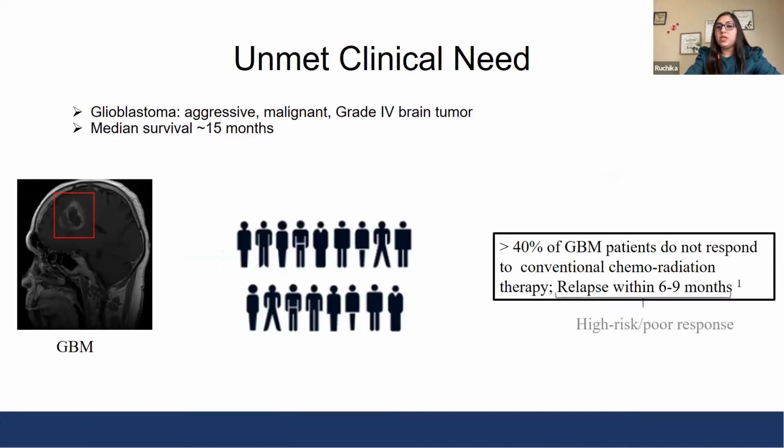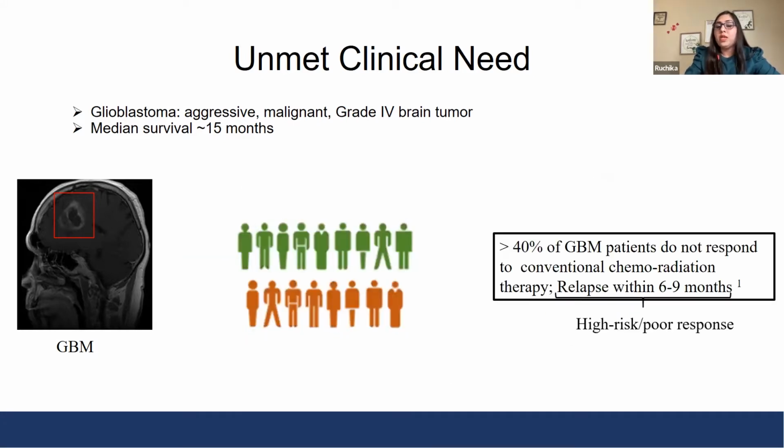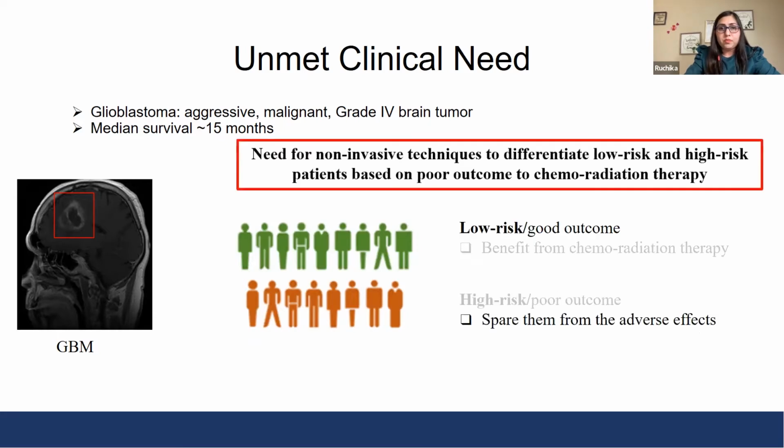However, more than 40% of GBM patients do not respond to this conventional chemoradiation therapy because tumor relapse within 6 to 9 months. And these patients are at high risk of poor response to chemoradiation therapy. Thus, there is a need for non-invasive techniques to differentiate these low risk and high risk patients based on the poor response to chemoradiation therapy. And the advantage of identifying these patients using non-invasive techniques is that we could spare them from the adverse effects of the chemoradiation therapy, and they could be suggested for alternative treatments which might be beneficial for them.